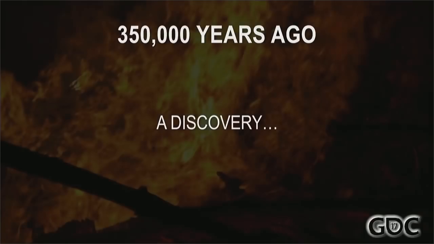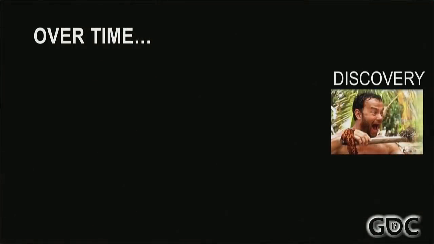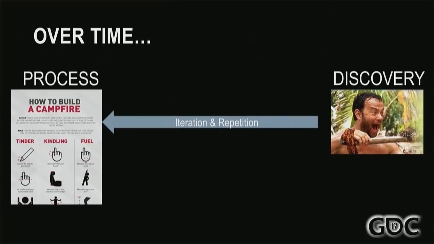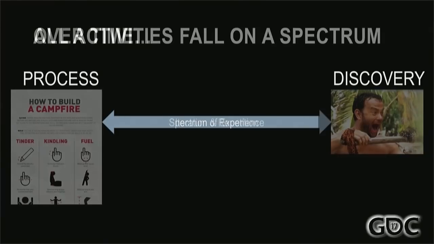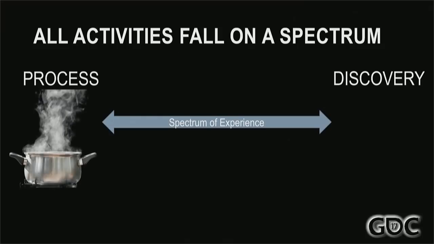So I want to start off with a story, because they say to always start these presentations with stories. And this story takes place 350,000 years ago, when our genetic ancestors, the hominins, made a discovery. Fire. And over the hundreds and thousands of years, that discovery, through iteration and repetition, became something else. It became a process. And really, all human activities fall on this sort of spectrum: on one extreme, you have things that are process. You have things like boiling water. There's no mystery there. You apply energy to water, and eventually it will boil.